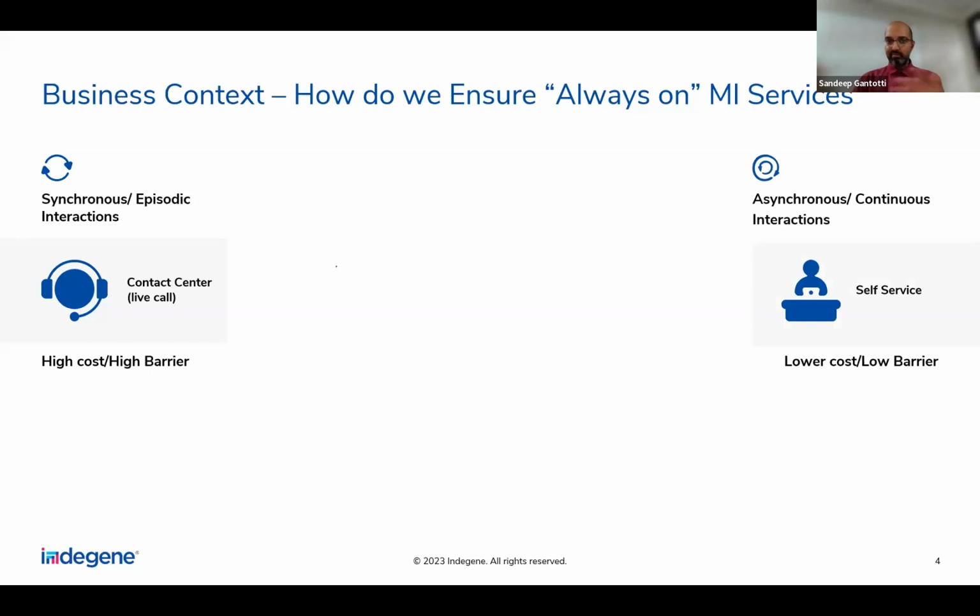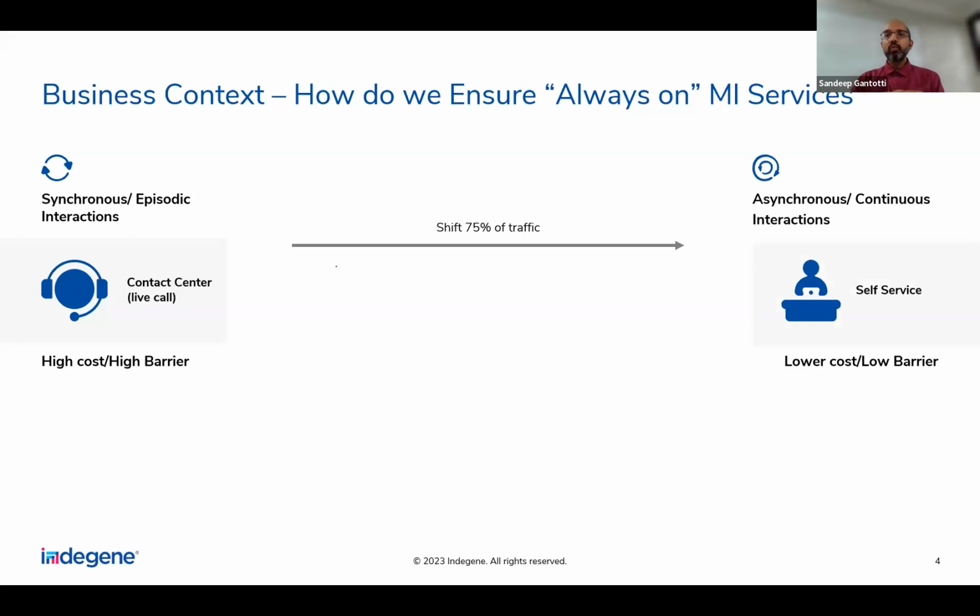On the other end of the spectrum, we have what we call asynchronous or continuous interactions. Meaning that I can be having a request at any given time. The information is available to me. These are typically your self-service kind of channels. These are lower cost and lower barrier because it doesn't require two people to be available exactly at the same time.